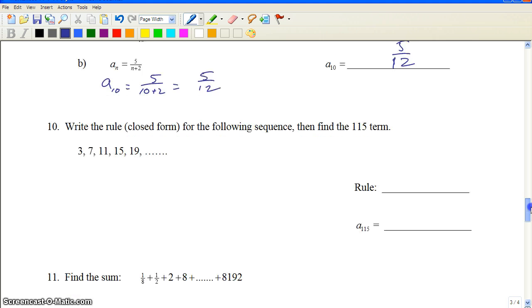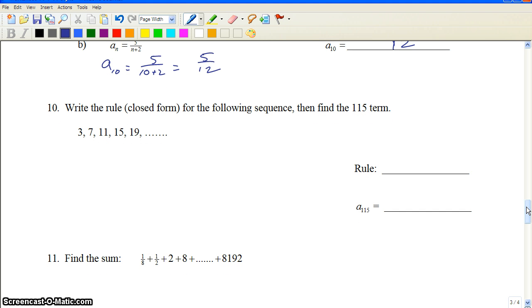Next one. Write a rule, closed form, for the following sequence, and then find the 115th term. So let's see what kind of sequence it is. Oh, look at that. Are we going up 4 each time? Sure looks like it. That means our common difference is 4. That means our first term is 3. And our common difference is 4, and we're in good shape. So rule, a sub n equals a sub 1 plus n minus 1 times d.